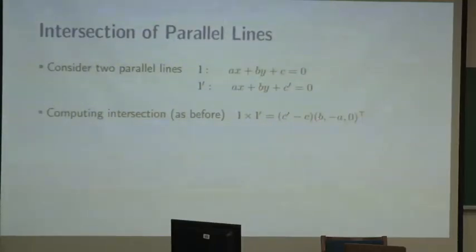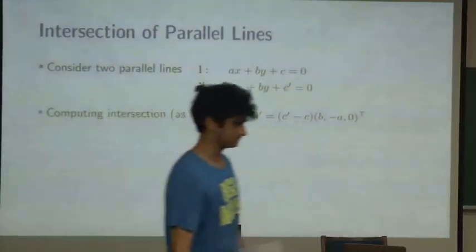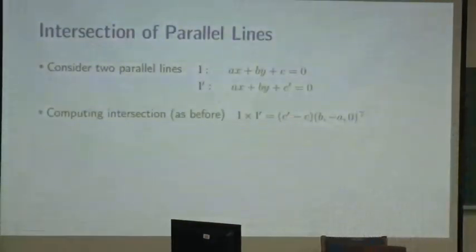And how do I compute their intersection? I can just take their cross product. You should work this out just so that you are comfortable with this, the way that I said how you take a cross product. If you take the cross product, it comes out to be C prime minus C as a scale factor times B, minus A, 0. Okay? So that's the intersection of ABC and ABC prime, just by taking the cross product.